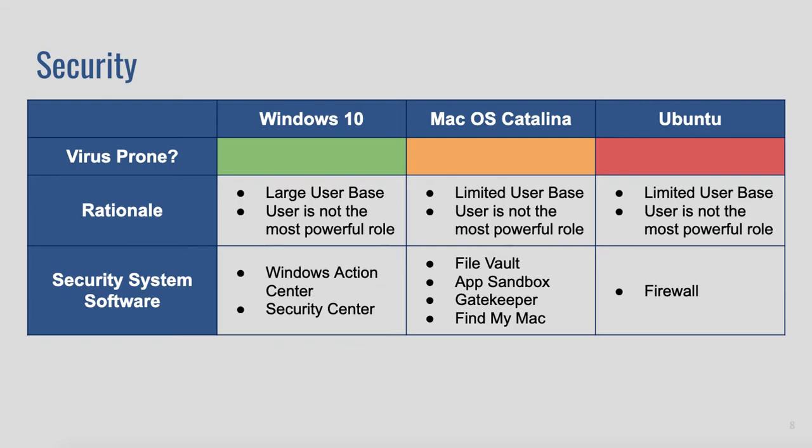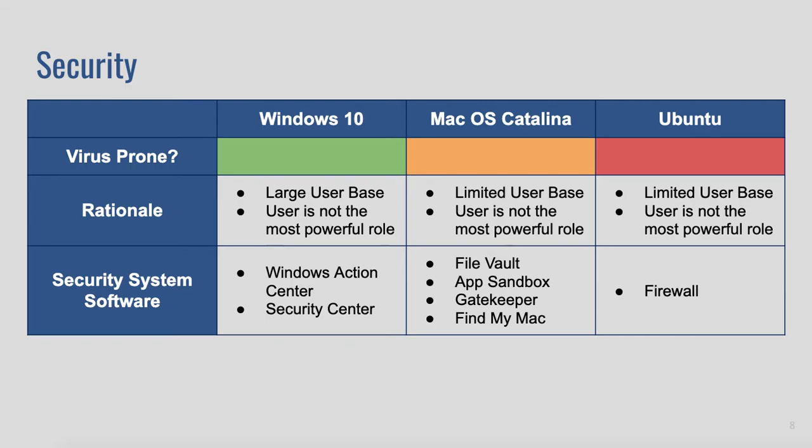Now, when we're talking about security system software, Windows comes with its own built-in security system, and this is the Windows Action Center and the Security Center. This has a free subscription as a result of buying a Windows license. You get access to this virus protection software. It updates its virus definitions regularly and is quite secure.